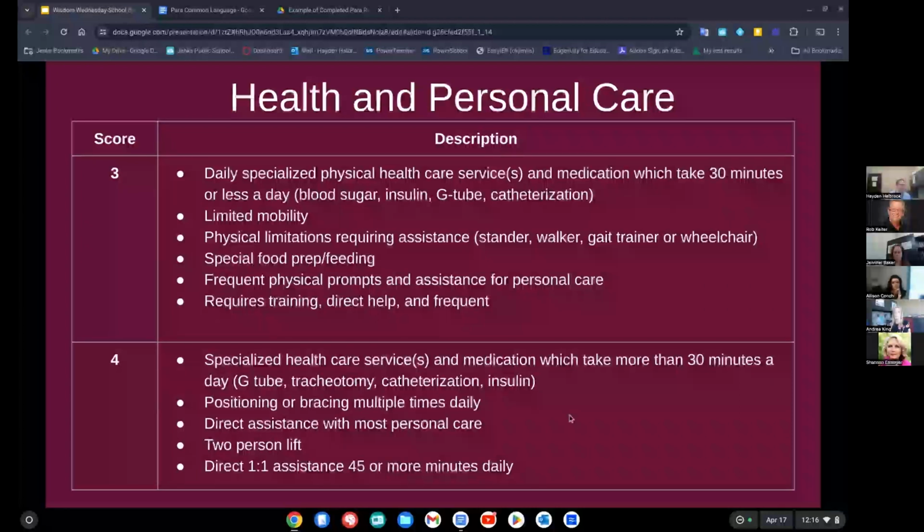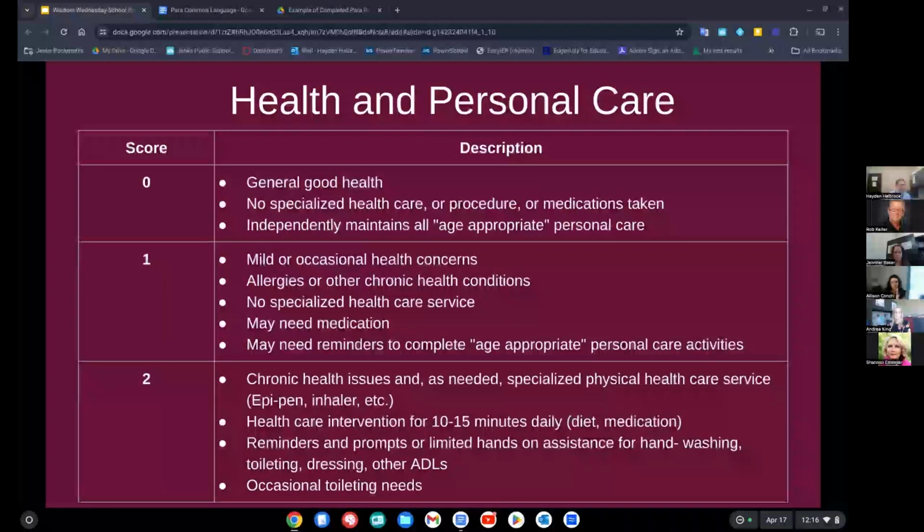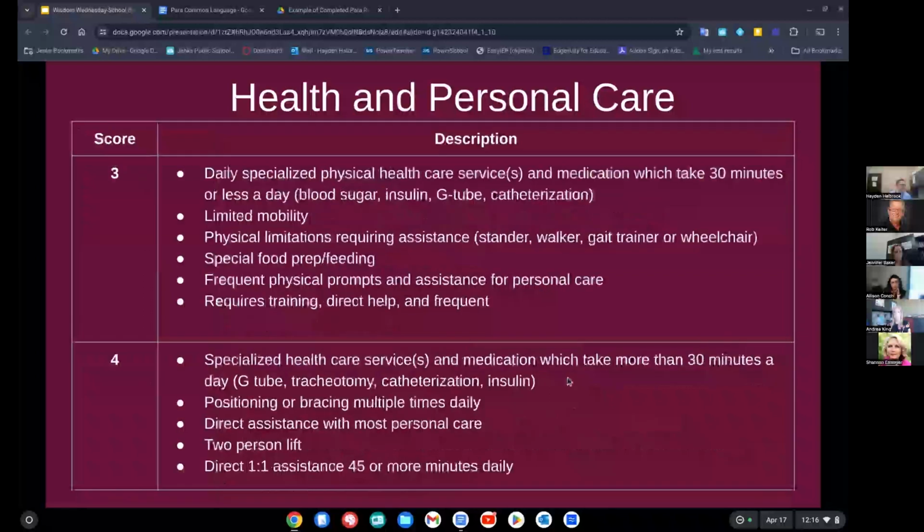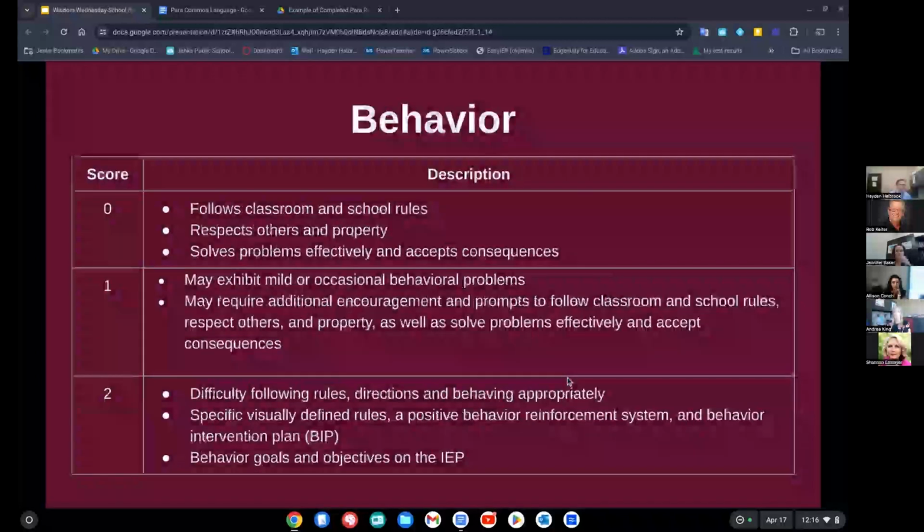And so what we would do here is we would try and address which one applies to the student and which one the team feels is most appropriate. And then behavior, it's pretty much the same thing. Obviously, we just have some different descriptors here.